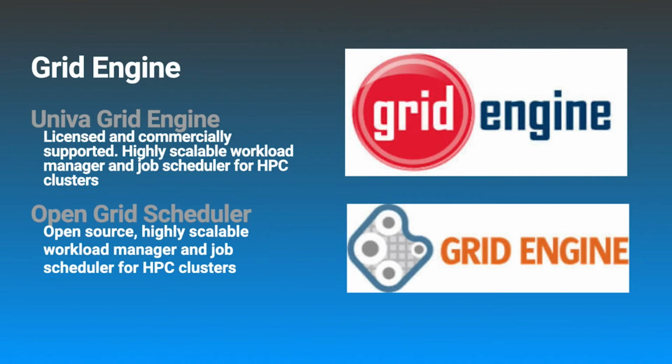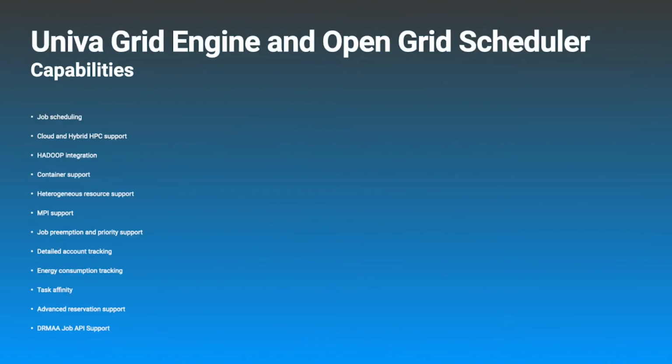Obviously, being that they're both built off of Grid Engine, they both offer a lot of the same features and capabilities, such as job scheduling, obviously, cloud and hybrid HPC support, so bursting into the cloud, both on-premise cloud and into your favorite AWS, Azure, or Google Cloud. Something to mention, Univa does have a lot of capabilities built around the cloud and hybrid functionality of Grid Engine that Open Grid Scheduler does not, but they both offer the same base utility of cloud and hybrid support.